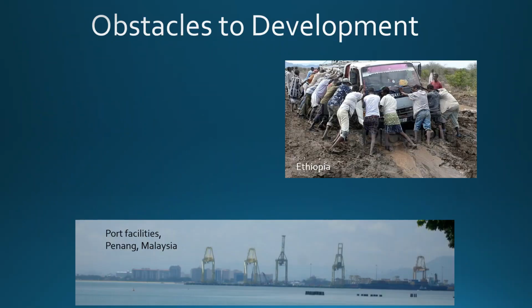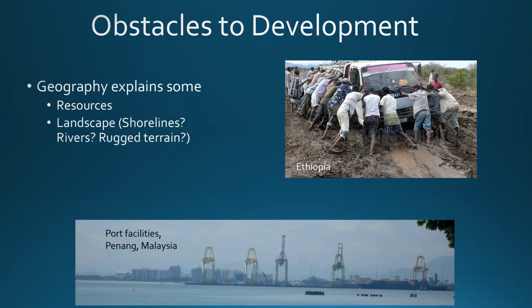So what are some obstacles to development? What are some things that keep places from becoming more developed? Geography explains some of it, right? Does a country have the resources or the ability to import them? What does the landscape look like? Does it have a shoreline? Can it have ports like we see here in Malaysia? Does it have rivers? Is it rugged? Is there a lot of rugged terrain?